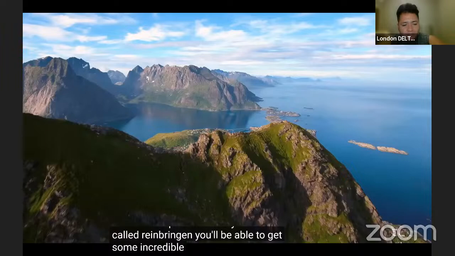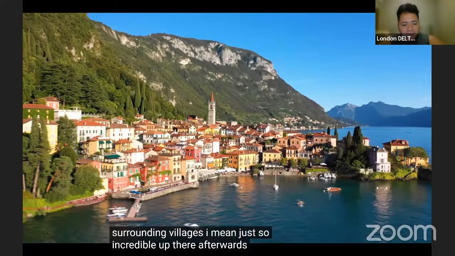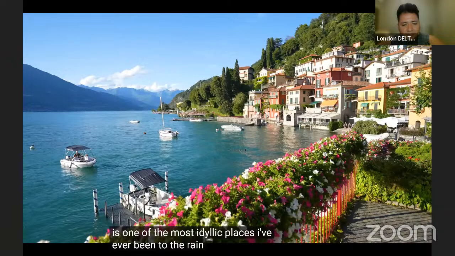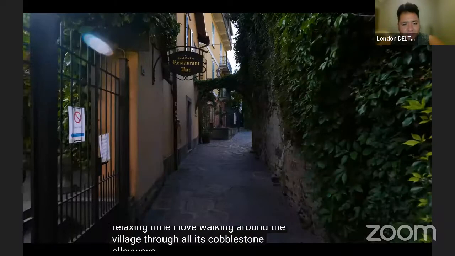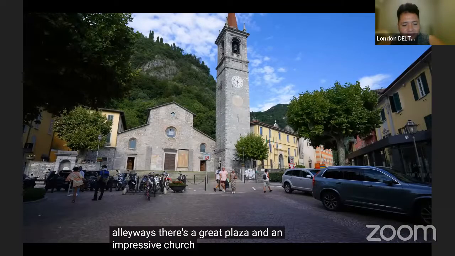Afterwards, we're going to head down to northern Italy to visit Verona. Located on Lake Como, this is one of the most idyllic places I've ever been to. Verona was founded all the way back in the 8th century by local fishermen. I stayed several nights here and it was such an enjoyable and relaxing time. I love walking around the village through all its cobblestone alleyways. There's a great plaza and an impressive church. And there's also this little beach on the southern side. It was a fun place to swim and enjoy some of Lake Como's water.